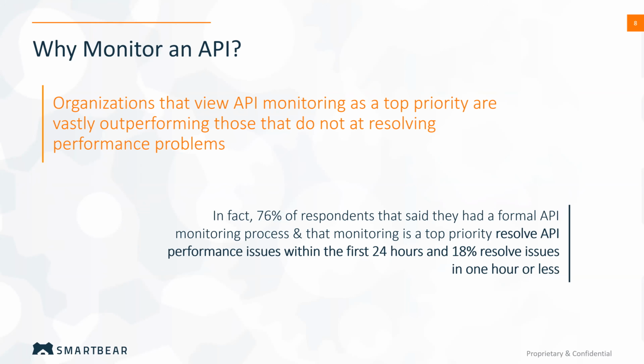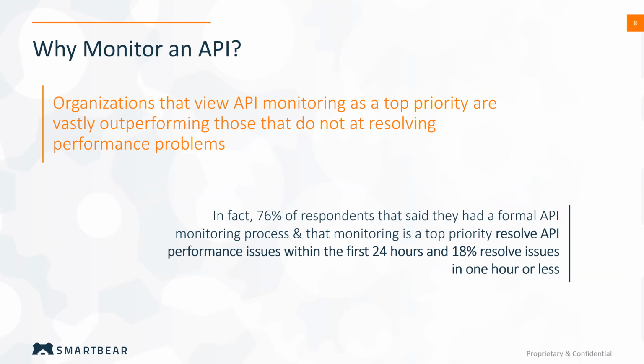This brings us to why teams would want to monitor an API or a series of APIs. We found that organizations that view API monitoring as a top priority are vastly outperforming those that don't. When we asked how long it takes to resolve performance issues, 63% said they resolve performance issues within the first 24 hours.